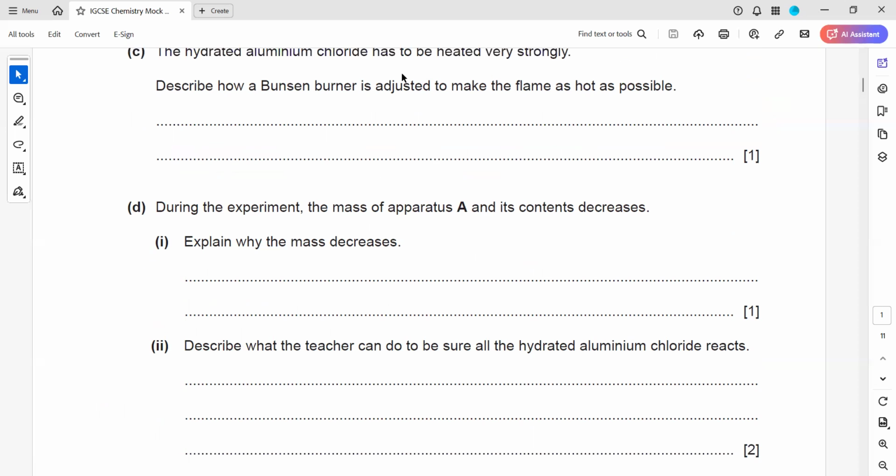In part T, during the experiment, the mass of apparatus A and its content decreases. Explain why the mass decreases. As you can see, we were having aluminum chloride. No, this is not the right answer. This is not at all correct, because if a crucible melts, the whole apparatus will melt. What actually happened, even the answer is given in the question itself.